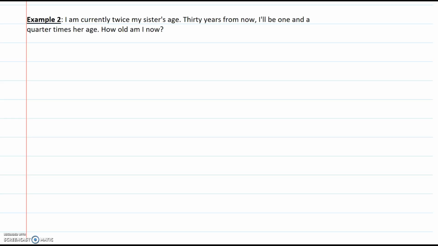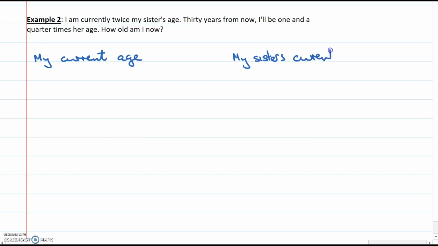But let's look at the things that we have in this problem. Things that we will have to deal with in this problem include my current age. Okay, these are all different unknowns. My current age, my sister's current age, my age in 30 years, and my sister's age in 30 years.